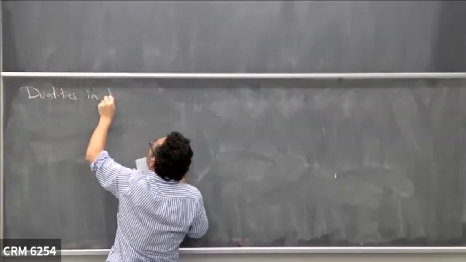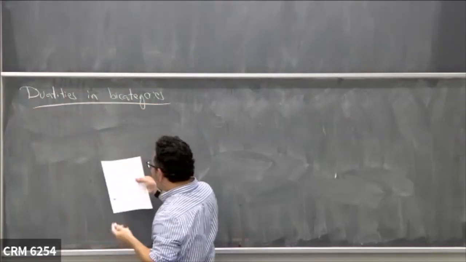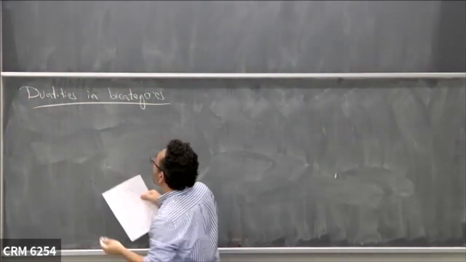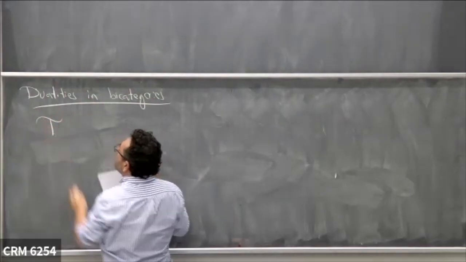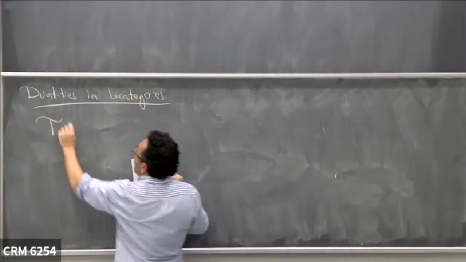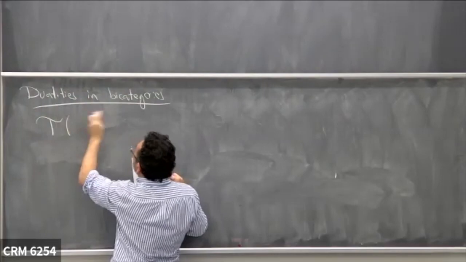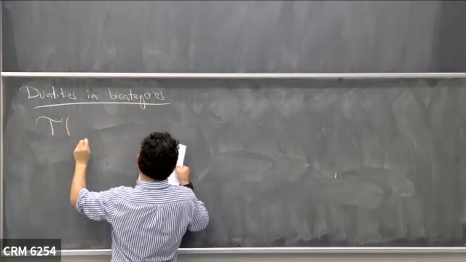in bicategories. In particular, well, what is a duality? So suppose that you have a bicategory, I will use the letter T, and so associated to every pair of objects in your bicategory, let me call them A and B.